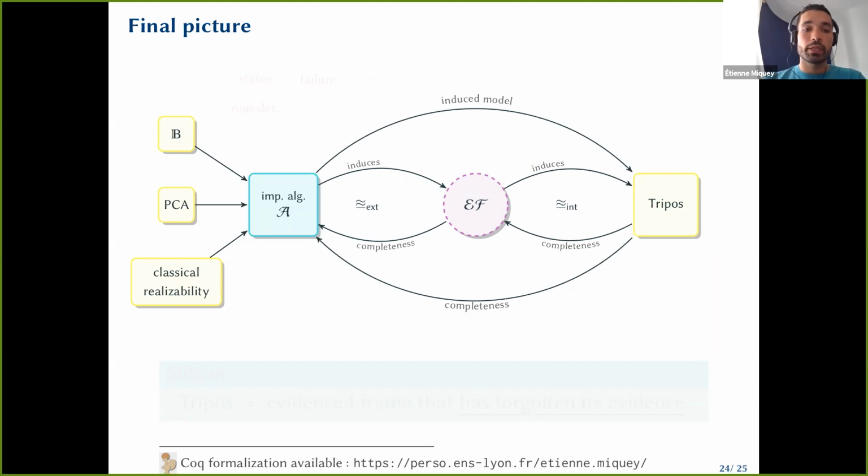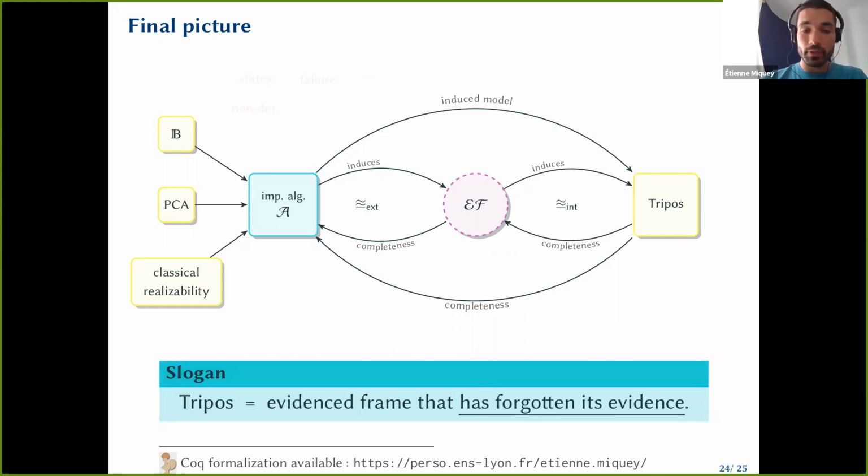So we have something which is in between implicative algebras and triposes, which has much more information than triposes in the sense that we have evidences. We have a notion of terms. We have something which is more flexible than implicative algebras because we know how to incorporate a lot of effects.